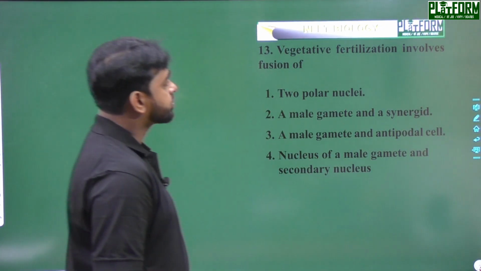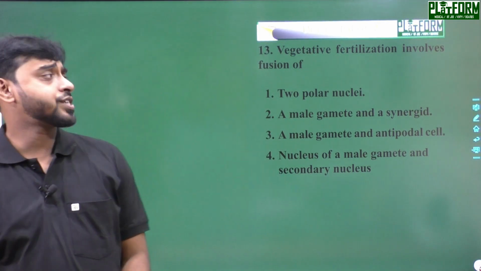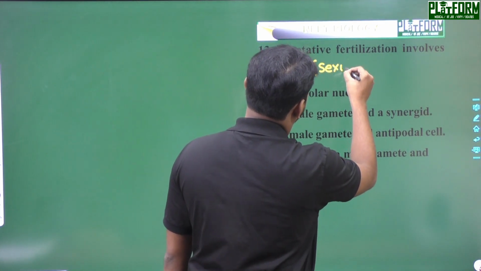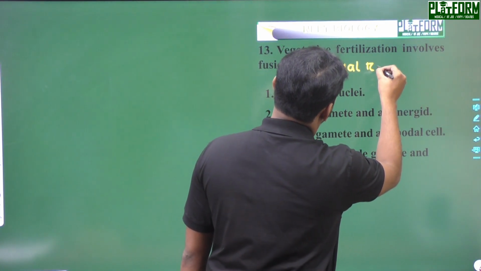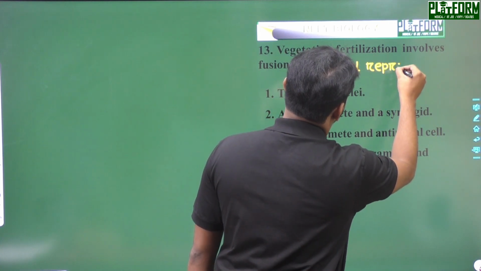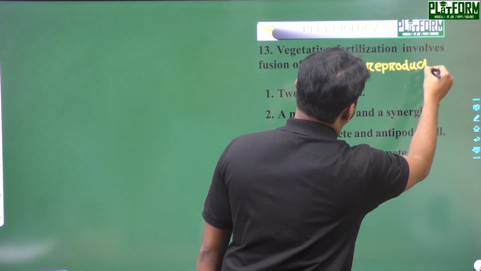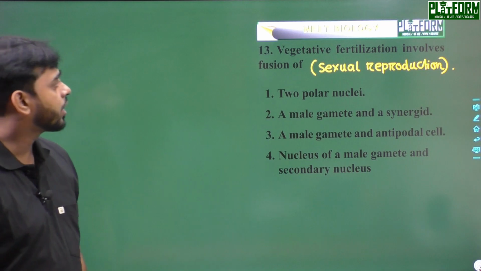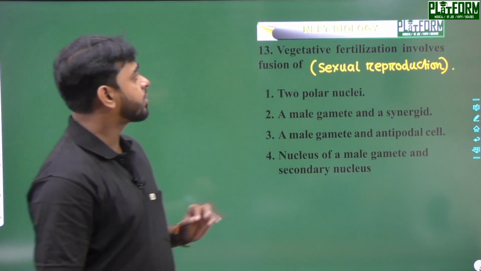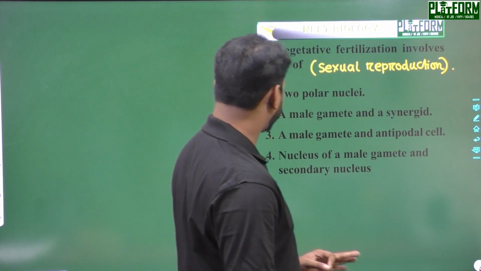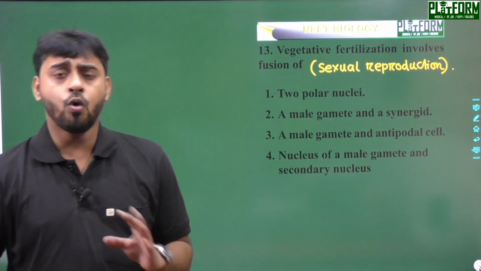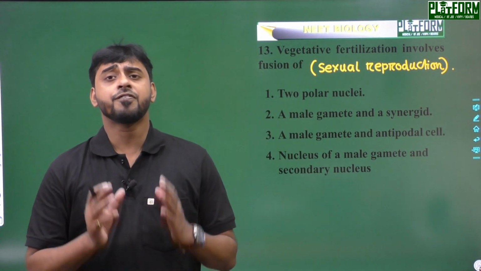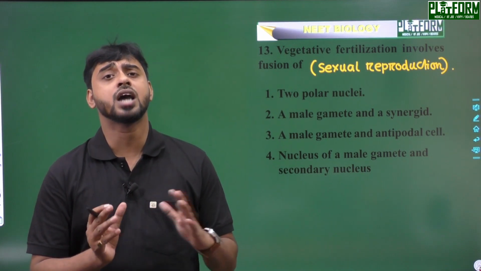Move on to the next question. This particular question is also coming from the chapter Sexual Reproduction in Flowering Plants, the same chapter. Now here it is written that vegetative fertilization involves the fusion of. What do you mean by vegetative fertilization? We know that in angiosperms, the fertilization is typically double fertilization.